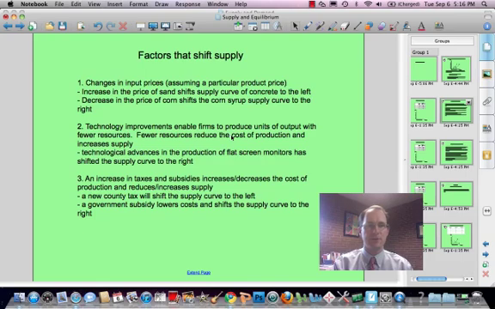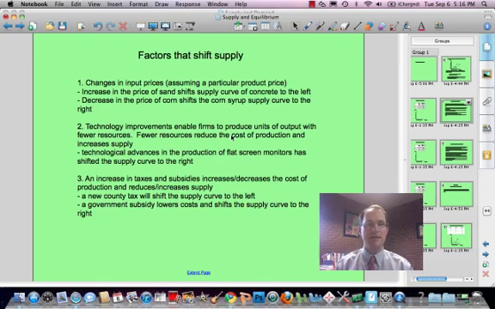Second, technology improvements. Technology improvements enable firms to produce units of output with fewer resources. So what they used to do with a lot of resources now takes fewer, and fewer resources reduce the cost of production. Well, what does that do? Reduced costs will shift the supply curve to the right and increase supply. For example, technological advances in the production of flat screen monitors, the monitors that we use for computers or televisions, shift the supply curve to the right.